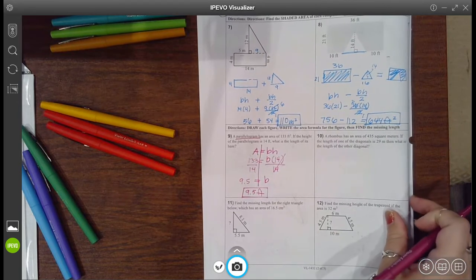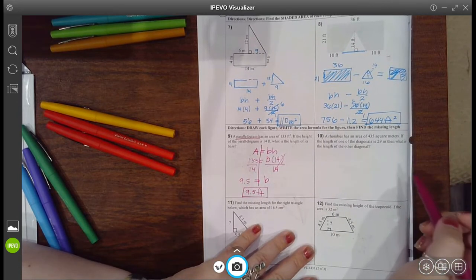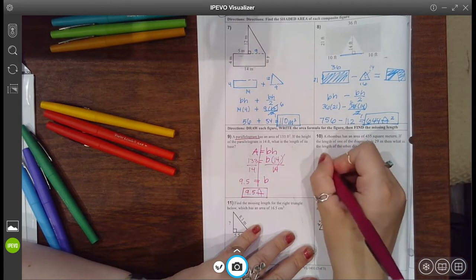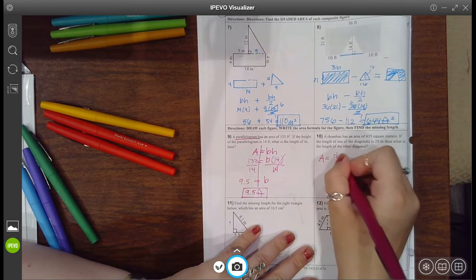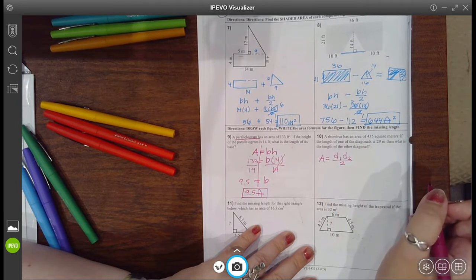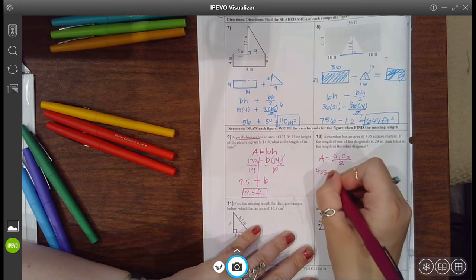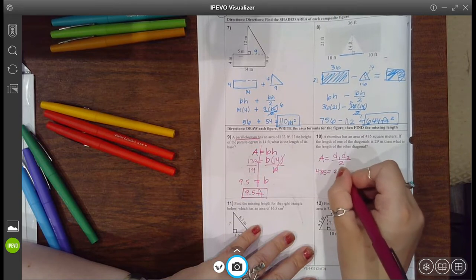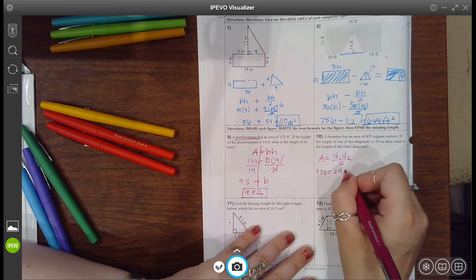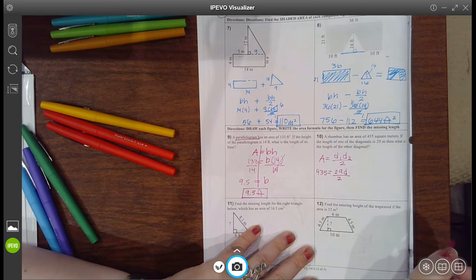All right, our next one is a rhombus. Did they tell me the base and height or diagonals? They told me diagonals. So I'm going to do the formula diagonal 1 times diagonal 2 divided by 2. They told me the area is 435. The length of one diagonal is 29. What is the length of the other? We don't know. So I keep it D, and it's all over 2.